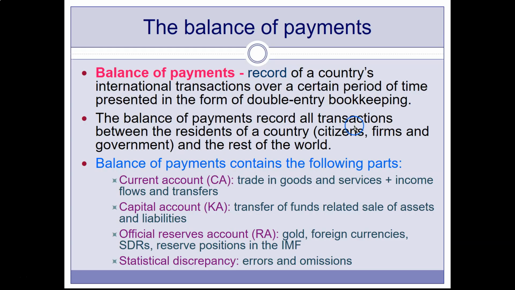The balance of payments will record all transactions between all residents of a country, which include citizens, companies, and government, and the rest of the world. What you need to know is that balance of payments will consist of four main parts. It will include current account, capital account, official reserves account, and statistical discrepancy part. So what is the current account? The current account will record all trades in goods and services. Plus, it will also record all income transfers and flows to and from abroad.